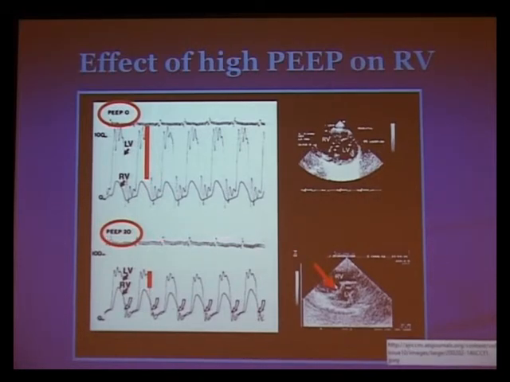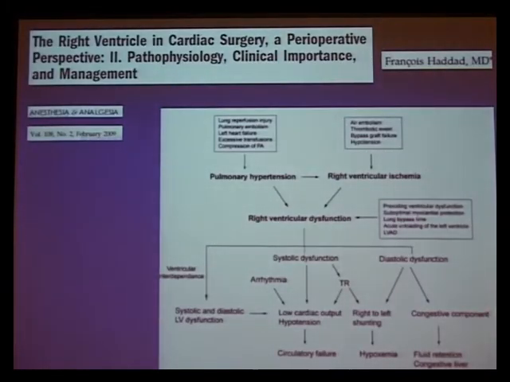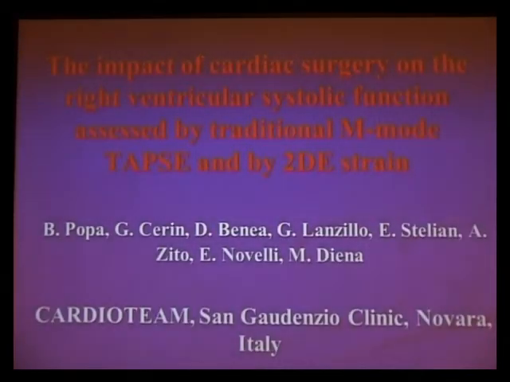In this experimental model, if you put a PIP of 20, you see a very big reduction in the transpulmonary gradient. That means that the flow is reduced by the positive pressure. And you see in those cases that we also have a bulging of the septum from the right to the left system. Then I'm going to close my presentation quickly.